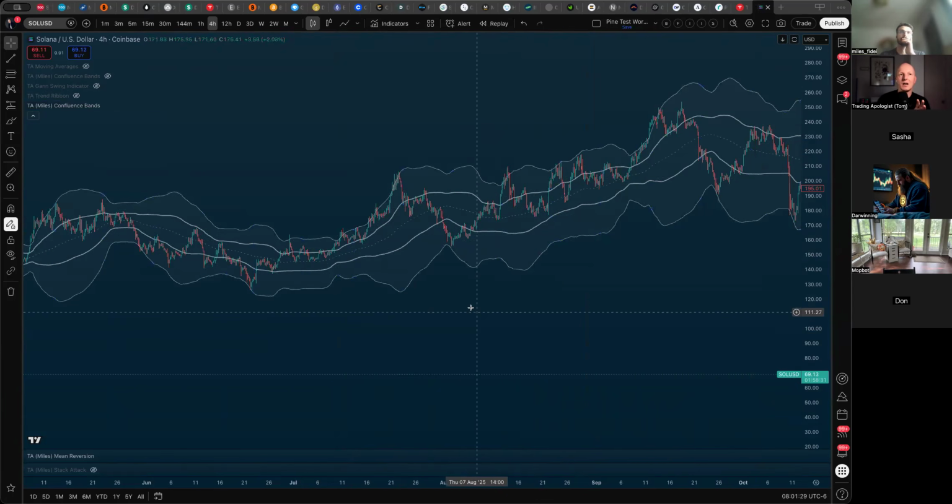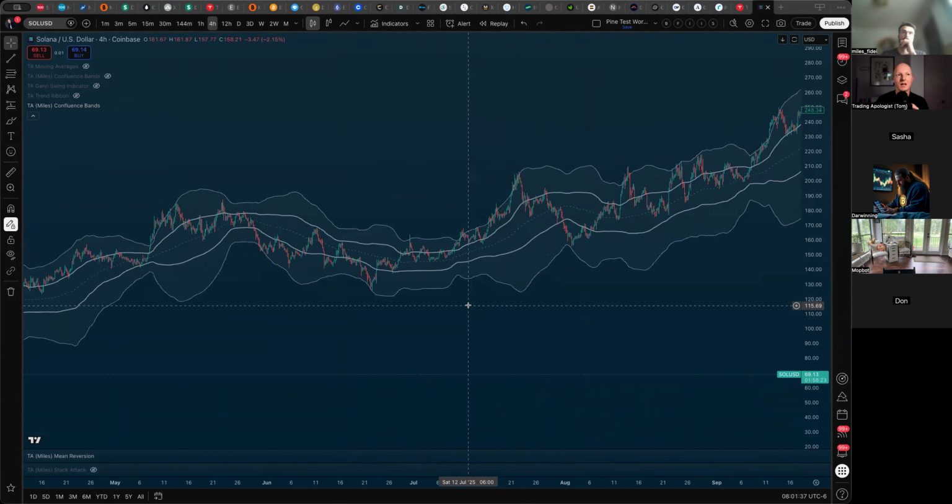But I want to talk about how we read price action in the bands, because generally speaking, there is a narrative to price action that plays out time and time again.